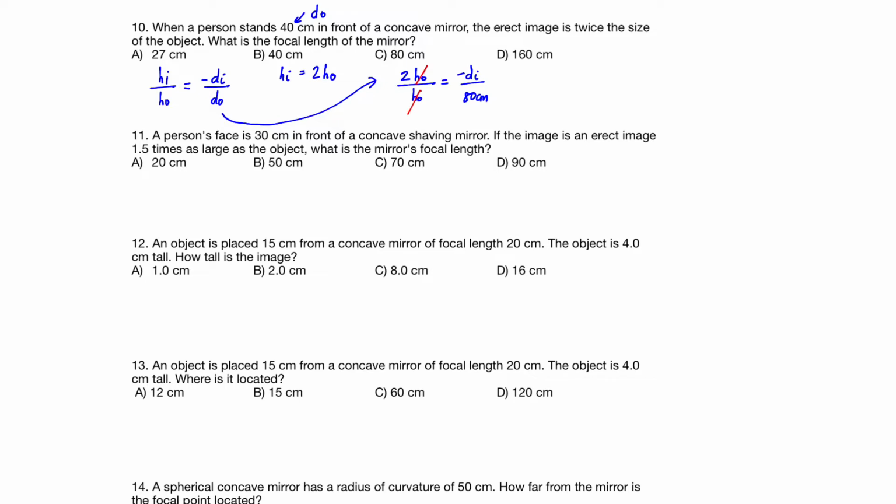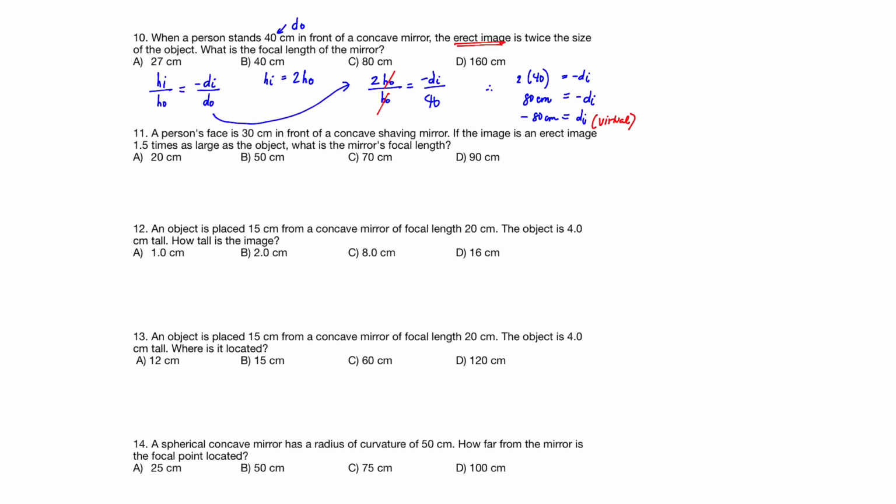And so I will cancel this part, and therefore 2 times 80 centimeter equals negative DI, and negative DI, that is 40 centimeter. 2 times 40, I think I should correct this one. 2 times 40, and then 2 times 40, and that would be 80 centimeter. And so, take note that the value of DI is negative 80 centimeter. And this is an erect image, and that also means it is a virtual image.